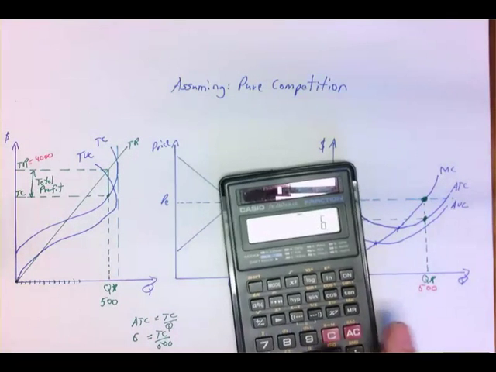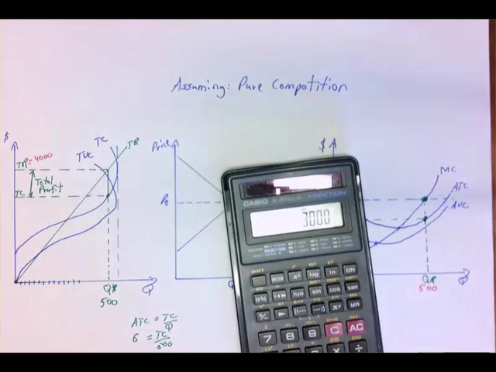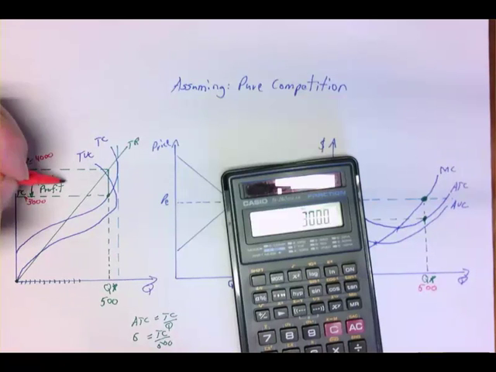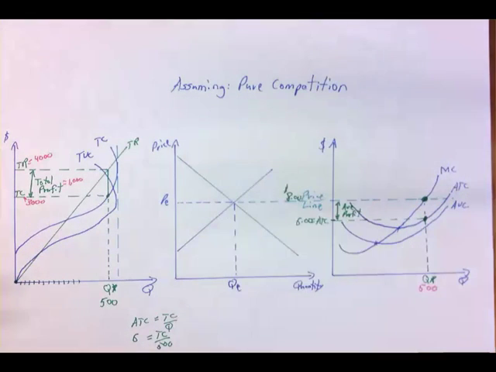$6 times 500, and I get 3,000. So this number right here is 3,000. So if my total revenue was 4,000 and my total cost was 3,000, my total profit must have been 1,000. Hope you can see that. Now let's see if that makes sense in this picture over here.